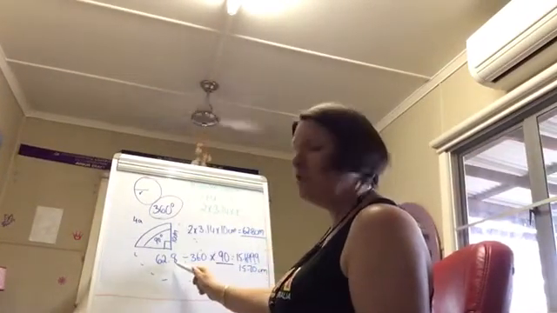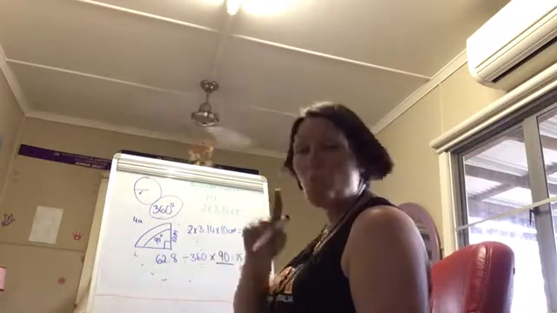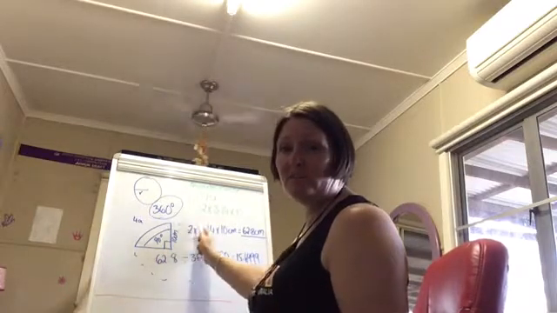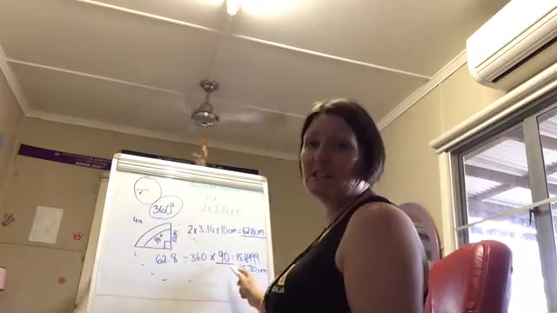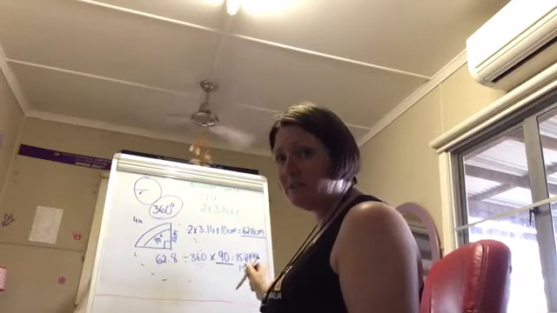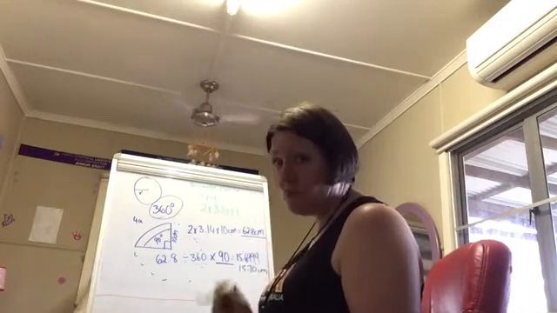I divided that 62.8 by 360 degrees to find out exactly what 1 degree is worth. But then I actually needed to find out what 90 of those are worth, so I multiplied it by 90. And then I just had to do some rounding at the end to make my answer mathematically correct. Got it? If not, pause and rewatch.